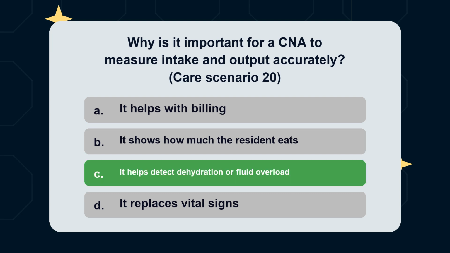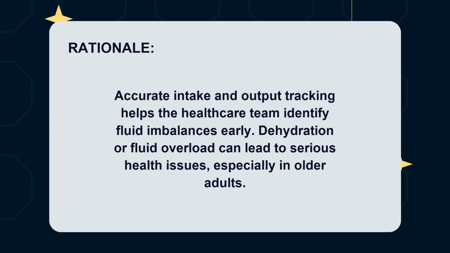The answer is C. Accurate intake and output tracking helps the healthcare team identify fluid imbalances early. Dehydration or fluid overload can lead to serious health issues, especially in older adults.